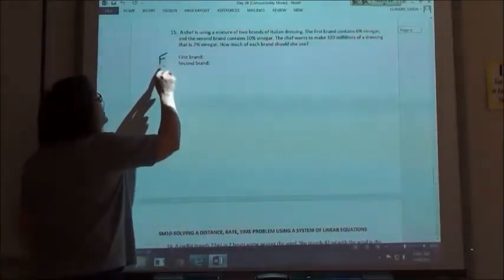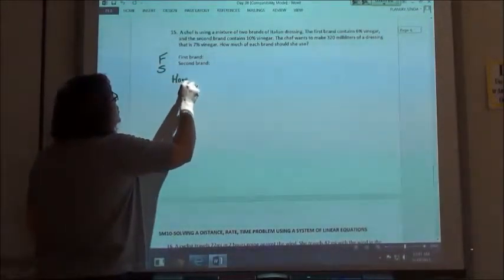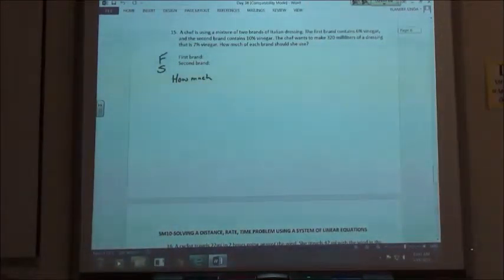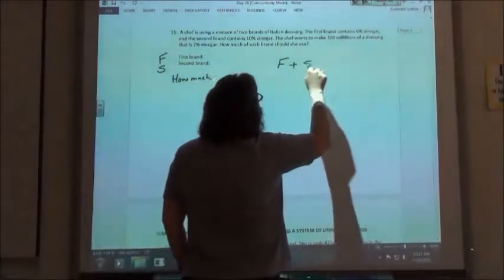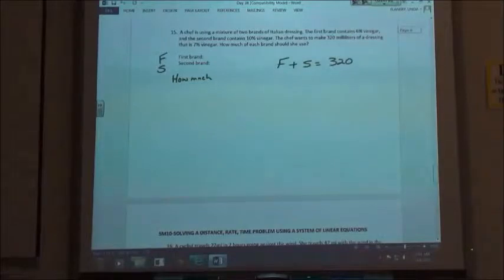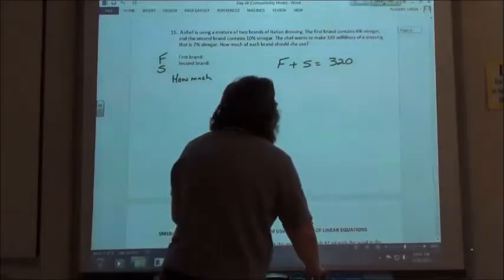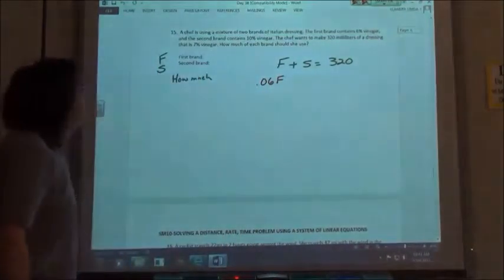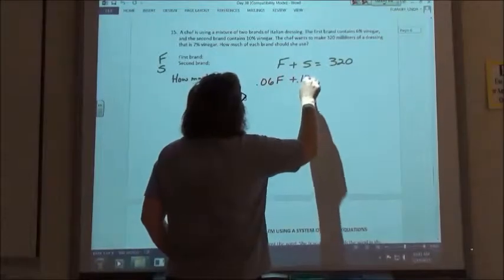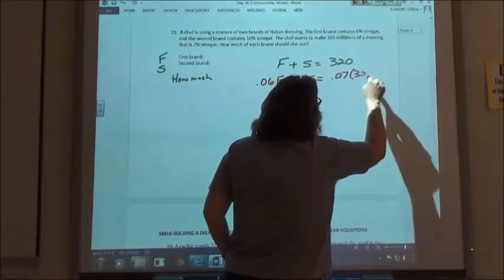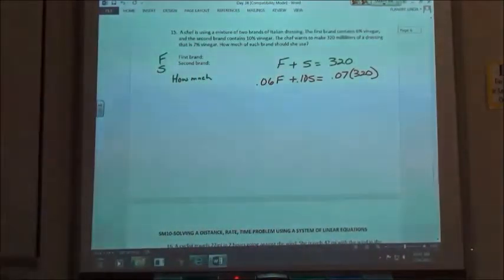So we have our first plus our second. We're looking for how much. And it says the chef wants to make 320 milliliters. That's how much. So the first one plus the second one is that 320 milliliters of dressing that she wants to make. Says there that the first one contains 6% vinegar, so 0.06 F, 6%. The second one contains 10%, and they want to end up with 7% of their 320 milliliters of dressing.